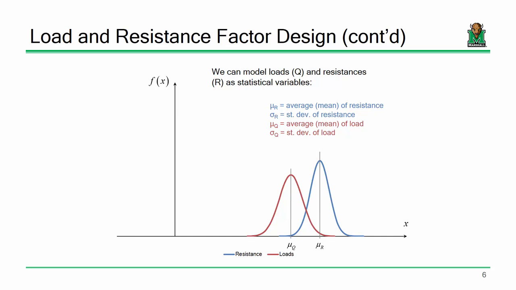So what I'm doing is I'm going to look at things from two sides of the equation. I'm going to say that there's an uncertainty associated with the resistance, how strong the structure is, and there's an uncertainty with the loads, how much force I'm putting on the system. Now there's a couple things to note. First off, notice how the resistance curve is over here. It's to the right of the loads. Everybody see that? The R curve's over here, the Q curve's over there.